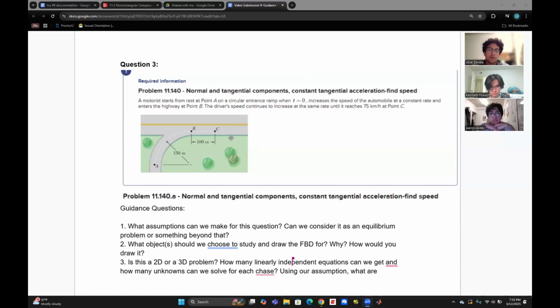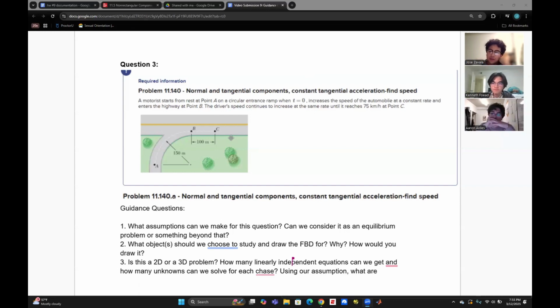Just using the same formula I used for the tangential acceleration, I found the velocity of B. In this case the unknown I was solving for was the velocity of B, and I got it to be 63.83 kilometers per hour. And then the last component was asking us to determine the magnitude of total acceleration when time equals 20 seconds.